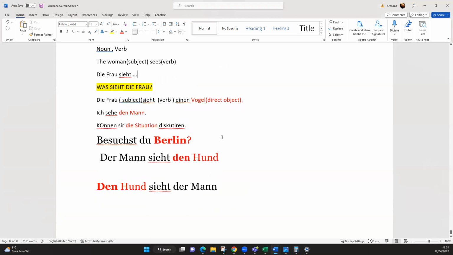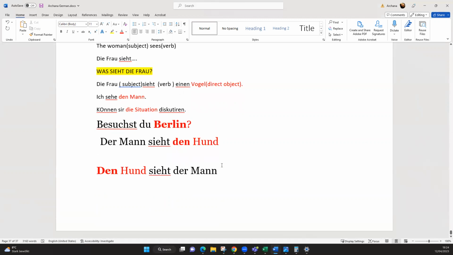Whenever you want to understand what exactly the accusative case is in a sentence, you need to question yourself: what is the man seeing? What is the woman seeing? For example, besuchst du Berlin? Are you visiting what? It is Berlin. Or, die Frau sieht einen Vogel. The woman sees what? The woman sees einen Vogel. So for the accusative case, always question yourself: what are we doing it to?